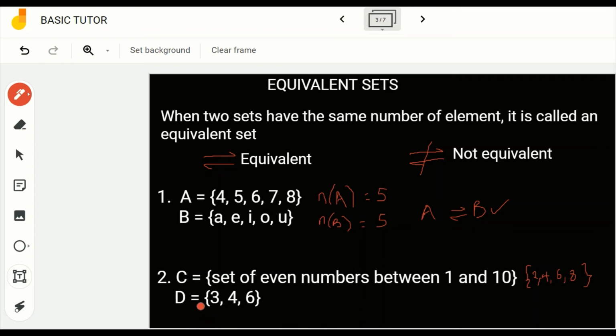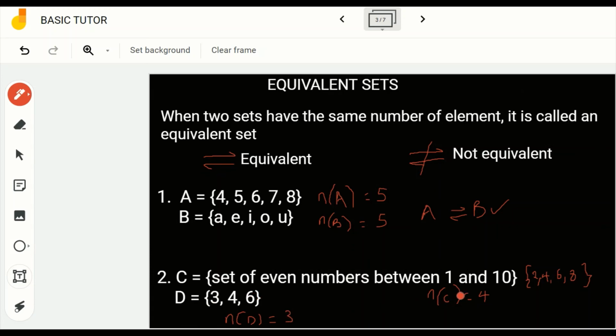So the members in set C are 2, 4, 6, and 8. And the members in set D are 3, 4, and 6. So to check if set C and D are equivalent, we count the number of elements in the sets. For set C, let's count, 1, 2, 3, 4. So we have 4 elements in set C. All right, let's count for set D. 1, 2, 3. So we have 3 elements in set D.